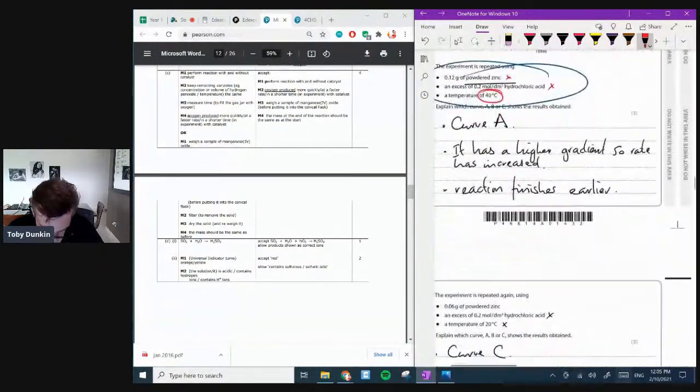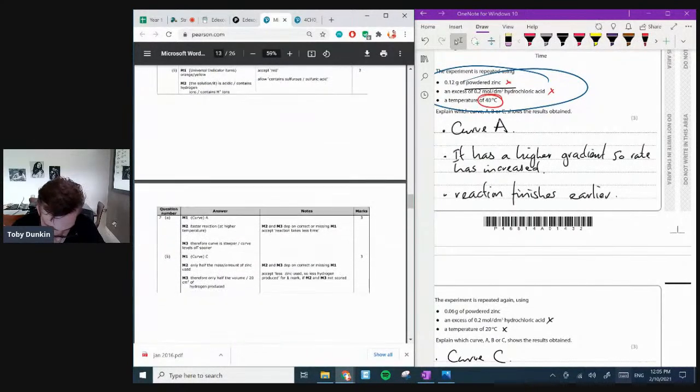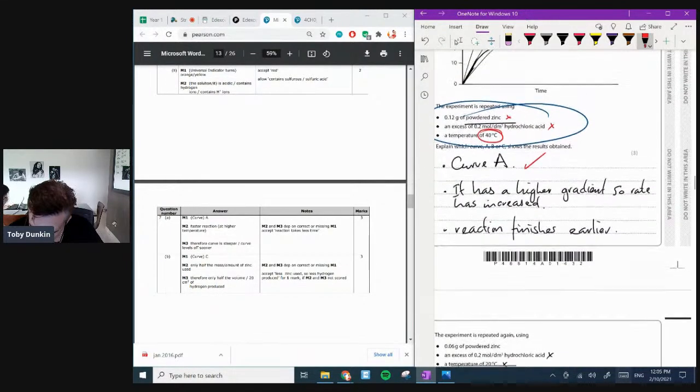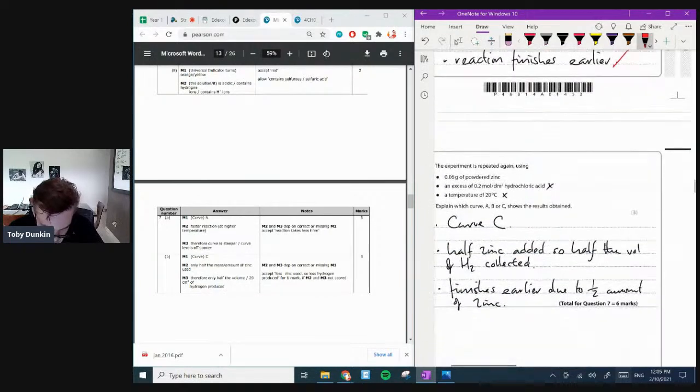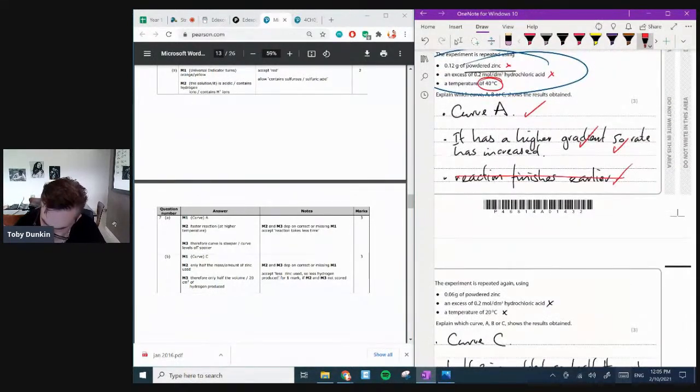This is the garbage question. That was rubbish. Got an incorrect graph line. Curve A, the faster reaction at a higher temperature. Therefore curve is steeper. Higher gradient, so rate increased. Levels off sooner. Look at that. I like it. I'm going to change that. Levels off sooner.